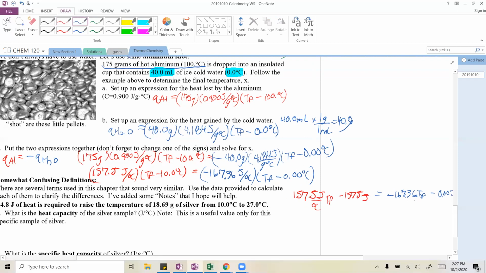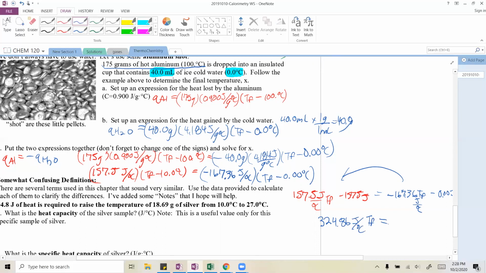On the other side, I can bring my terms together. So I'm going to bring both my final temperatures over onto the left-hand side. So 157.5 plus 167.36. This becomes 324.86 joules per degree Celsius for my final.